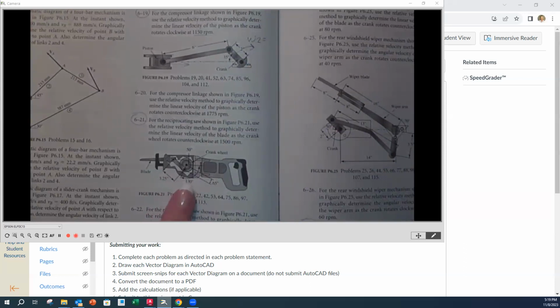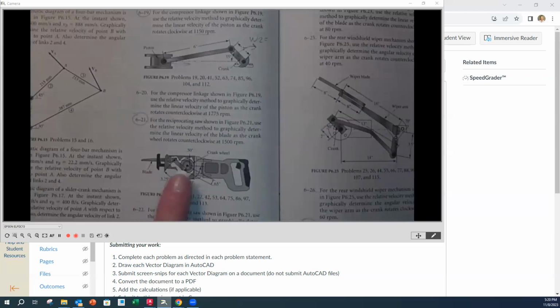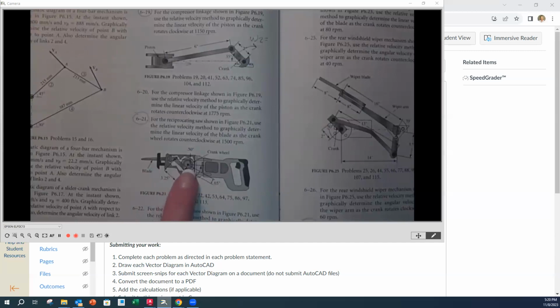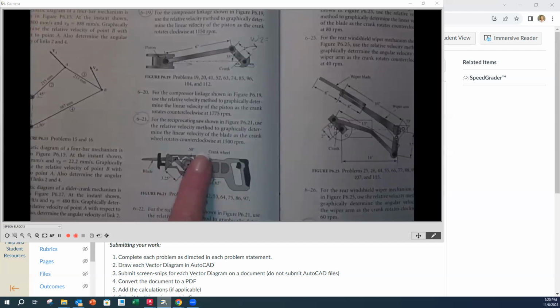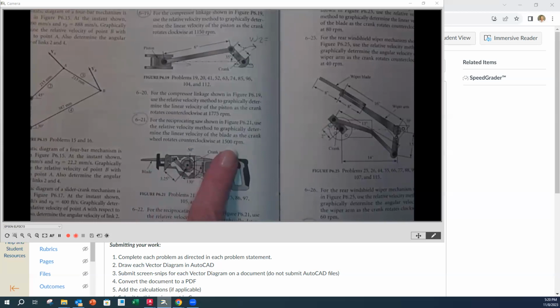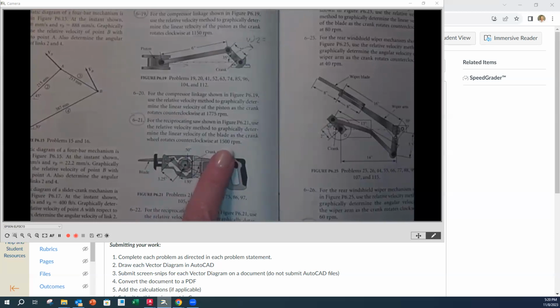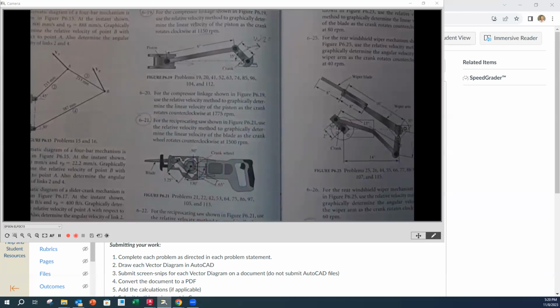And what we want to do is use the relative velocity method to determine the linear speed of the blade. The blade, because it's going to be confined to going horizontally, is going to be a slider in our diagram. And the crank wheel is going to be operating in a counterclockwise direction this way at 1500 RPM. So to start this problem, what we need to do is draw our kinematic diagram.